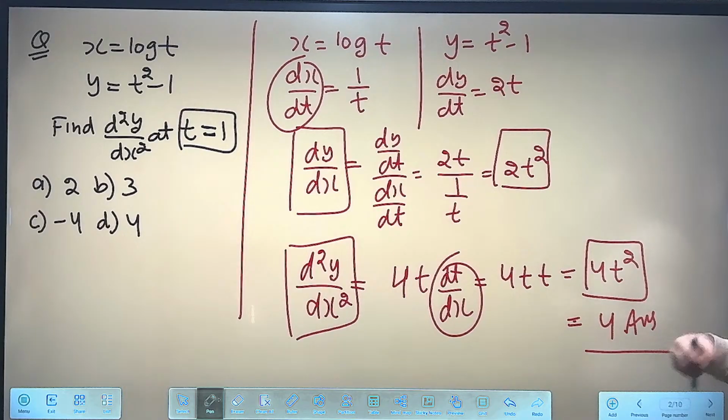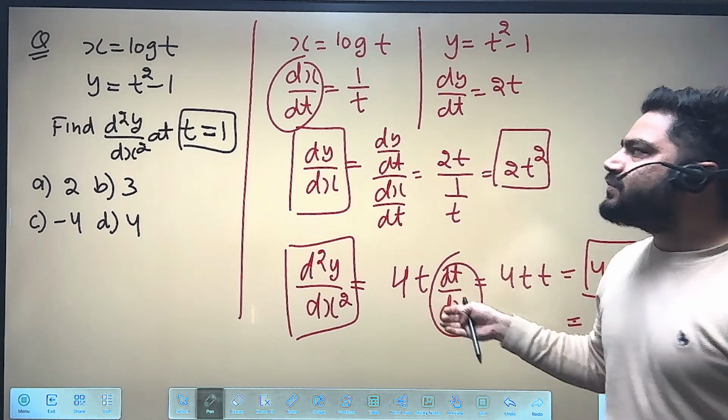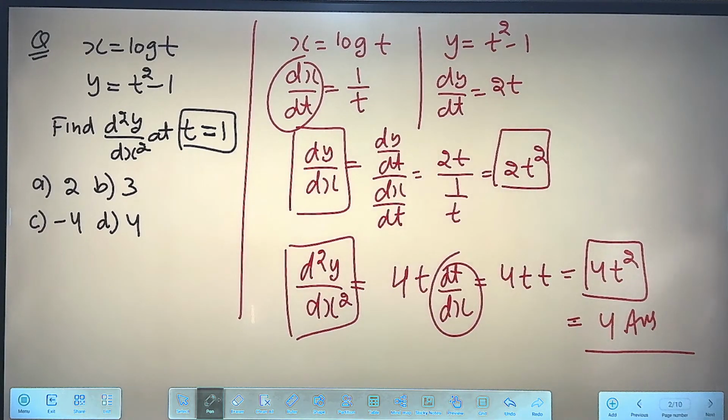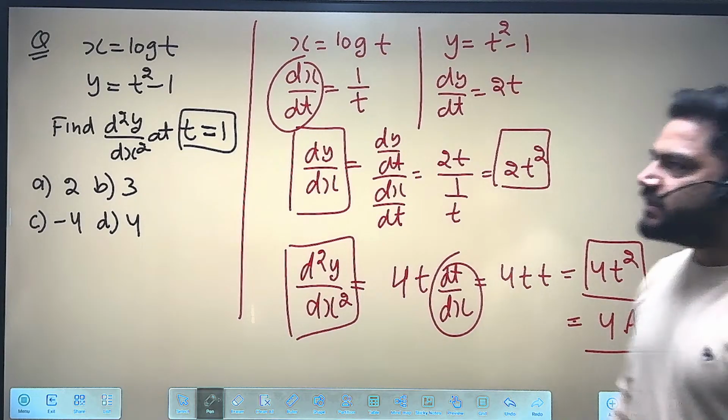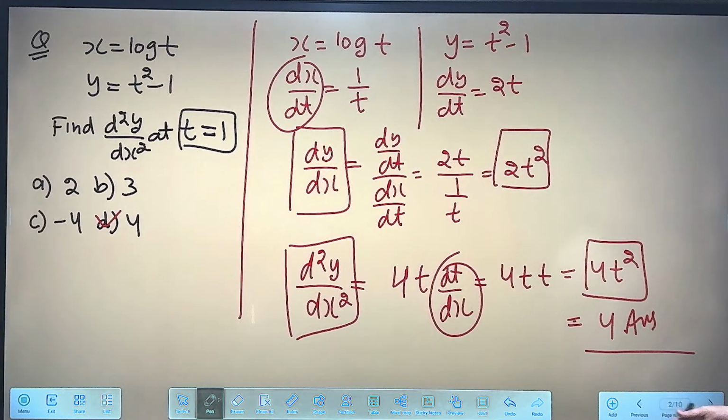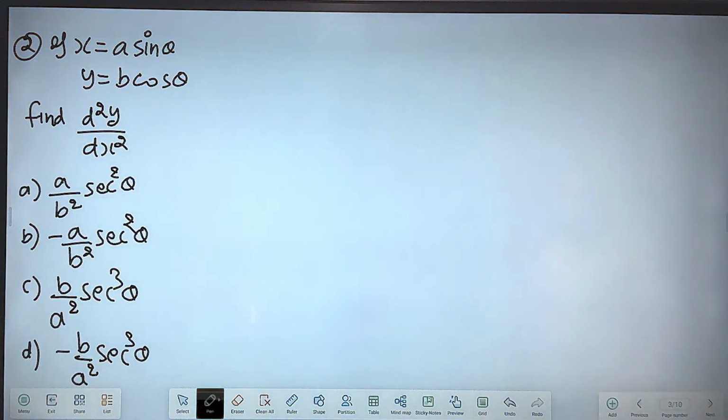When you do the derivative second time, it will be dt by dx, and dt by dx you can find its value by doing its reciprocal. Yeah, so this is how we can solve this type of question. So the answer is basically this, D option is our answer. I think you can understand the question. Yeah. Moving on, next question.